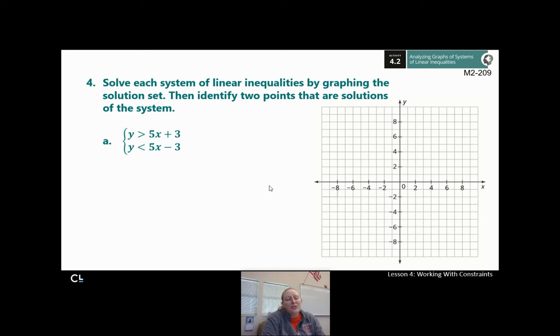So I would like you to solve each system of linear inequalities by graphing the solution set. So for part A and part B, I would like you to do both of these. Now, once you've graphed them and solved it, that's your overlapping region. Then I'd like you to identify 2 points. Pick 2 points that are going to be solutions of each system. So part A and B, do each one of these. Go ahead and hit pause to work these out, and then hit play when you're ready to check your work.